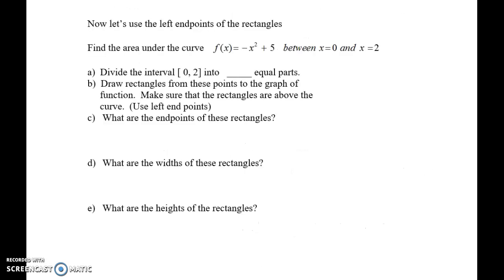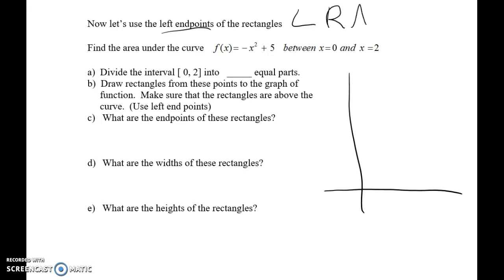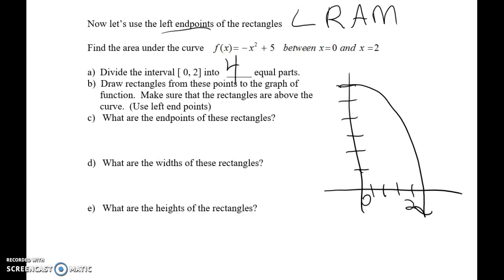We're looking at the same exact problem, but this time we're going to use the left endpoints. Or in other words, we're going to approximate doing LRAM, the left side. Left rectangular approximation method. Same function, upside down parabola from 0 to 2. We're going to divide this up into 4 equal parts. This time let's make our rectangles, again 4 equal parts, using the left endpoints. And the rectangles this time are going to actually fall above the curve.